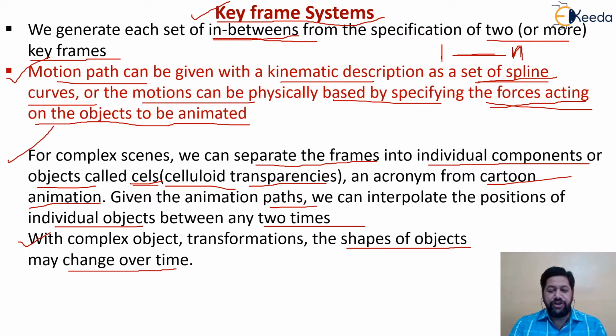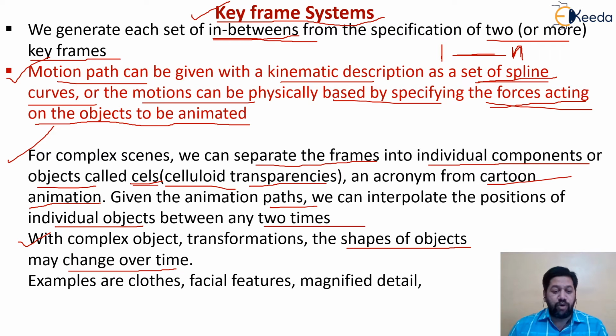But as it is taking more steps and moving far away from me, the shape of the object may change. It depends upon how I have to show the bounce of that particular ball. So it depends upon the object, and the shape of the object may change during the animation, and that is what we are considering.